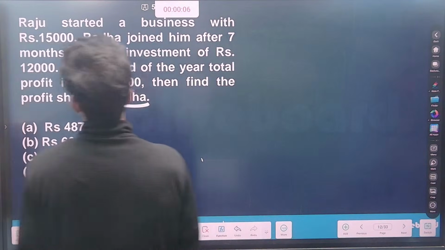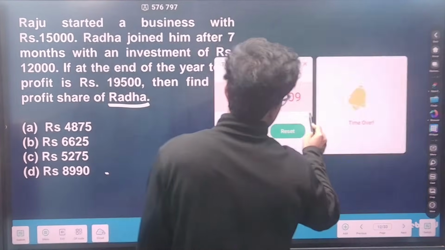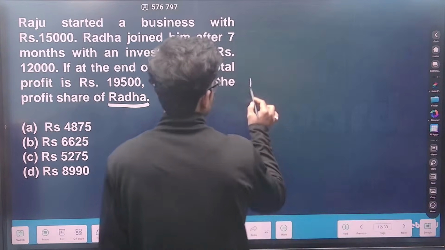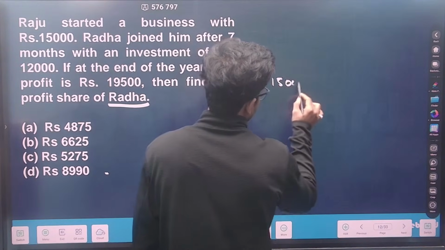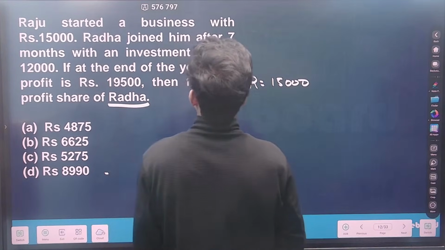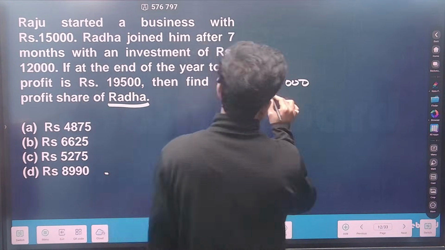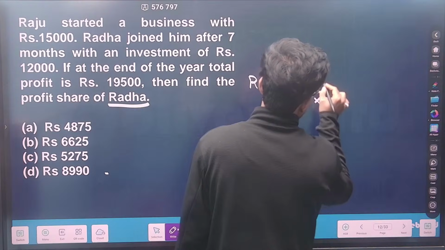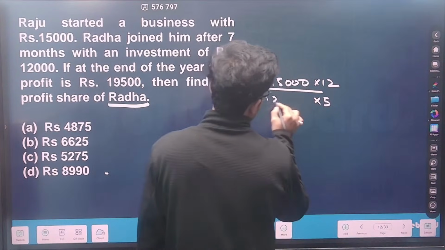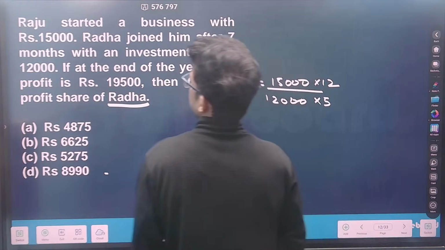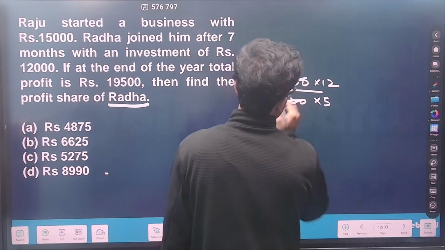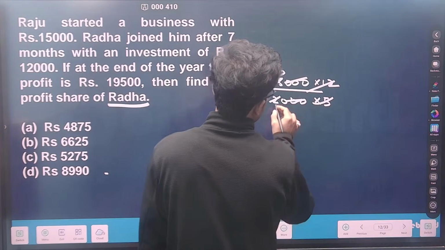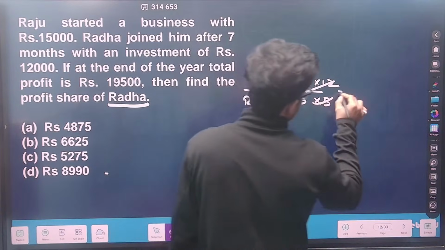So what did you guys do? Raju started a business with rupees 15,000. And Radha joined after 7 months. So Radha was in the business for 5 months only, and Raju for 12 months, with 12,000. What was the ratio coming, guys? So the ratio of Raju to Radha is 3:1.